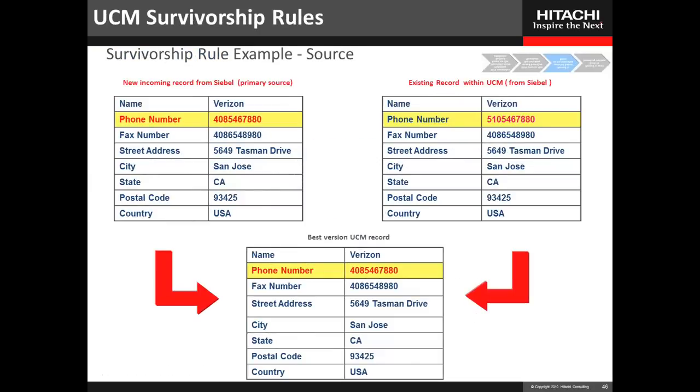Okay, so this is one example of survivorship. You have a new incoming record from Siebel, and on the right, the existing record within the customer hub. Using survivorship rules, you can take the new incoming record as well as the existing record and try to build the best of the records. Here, in the one at the bottom, the best version UCM record, you have the name, but the telephone number is changed because the new incoming record from Siebel has it. When something new comes in with a telephone number or email ID, it means the customer has updated the information.